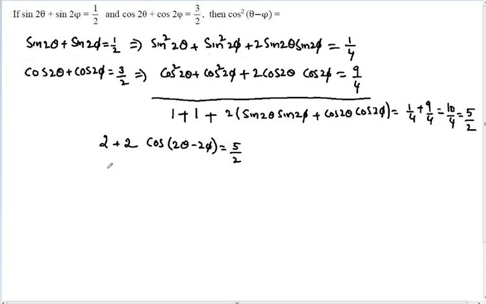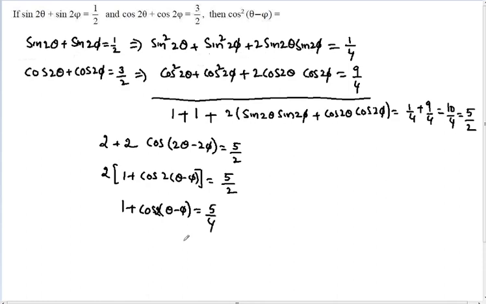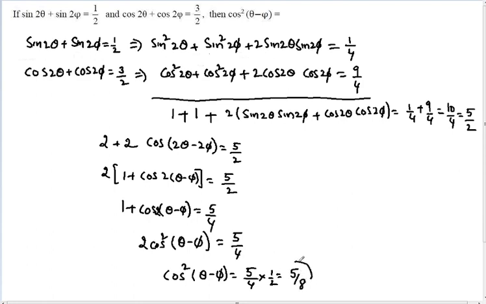So taking 2 common, 2 into (1 plus cos 2 into (theta minus phi)) is equal to 5 by 2. So 1 plus cos of 2 into (theta minus phi) is equal to 5 by 4. We know the formula 1 plus cos 2 theta is 2 cos square theta, so 2 cos square of (theta minus phi) is equal to 5 by 4. Therefore, from this equation, cos square of (theta minus phi) is equal to 5 by 4 into 1 by 2, that is equal to 5 by 8. So the cos square (theta minus phi) value is 5 by 8.